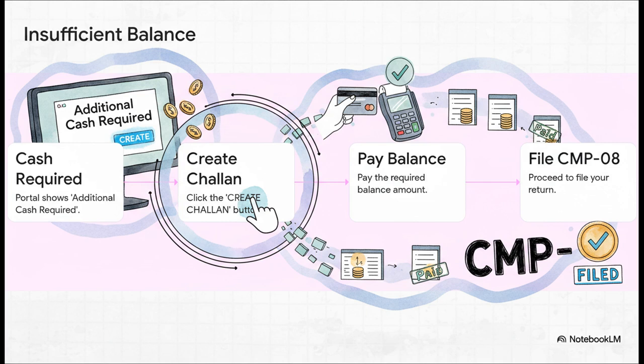Okay, so what happens if you've done the math, you know what you owe, but you look at your electronic cash ledger and, oops, not enough cash? Don't panic. The portal makes it really easy. It'll actually flash a message saying additional cash required and give you a big button that says Create Challan. Just click that, pay what you owe, and your ledger gets topped up so you can go ahead and file.